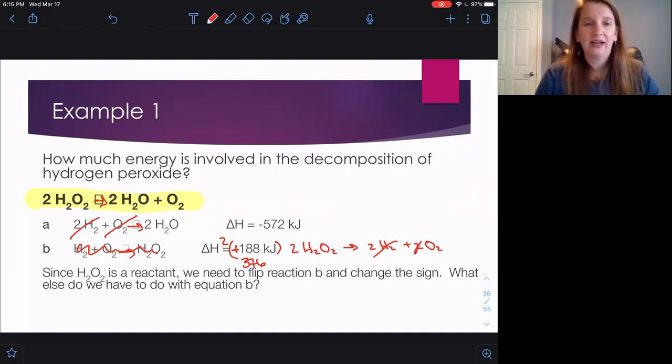So now we actually have our overall reaction. We've got 2 hydrogen peroxides here. We've got the 2 waters on the product side here, and we have the 1 oxygen on this side here.